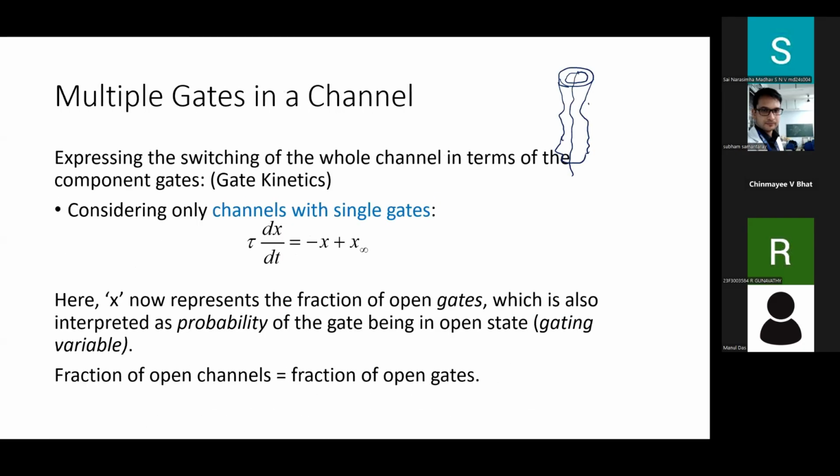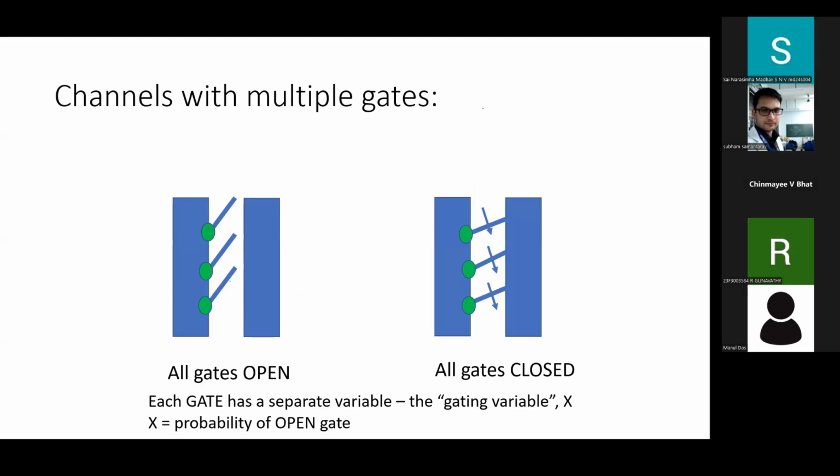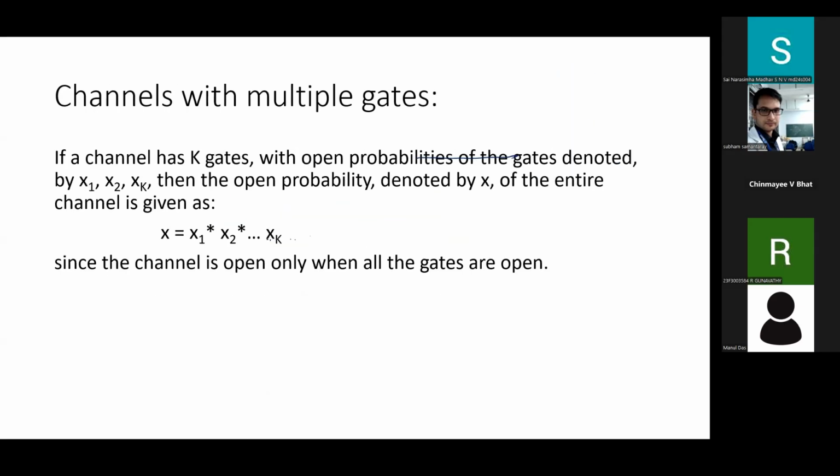So now this equation dx by dt equal to all that represents the gate dynamics or gate kinetics, and X represents the gate open probability. If you have a composite channel like this, there will be one X for each of them, so X1, X2, X3, and so on. X represents either the fraction of open gates, or the probability of opening. So X1, X2, X3 are all probabilities of opening of gates which are part of a channel.